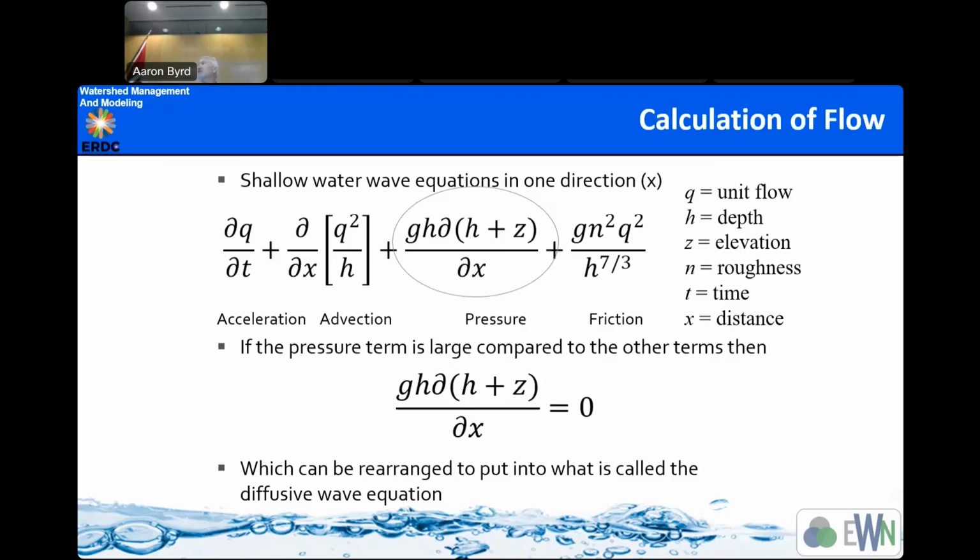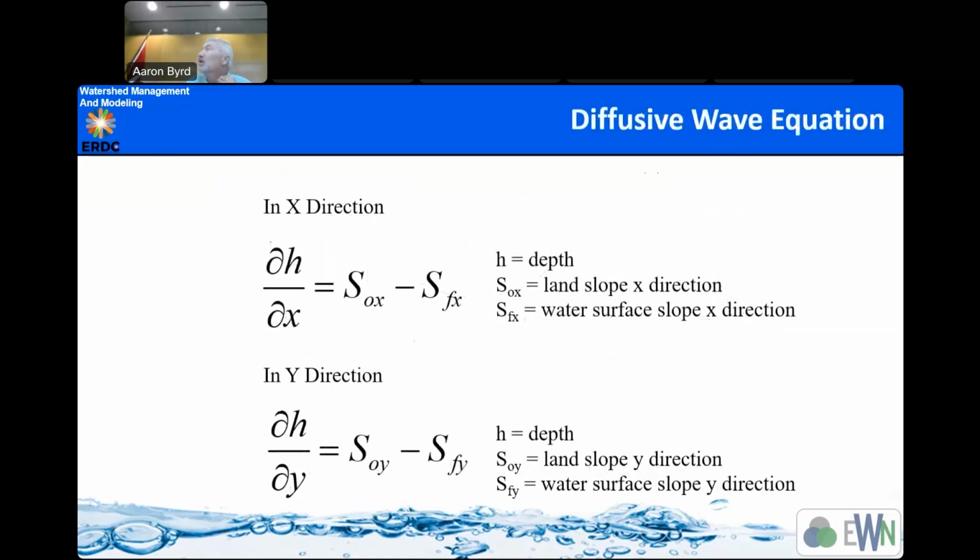If the pressure term is large compared to the other terms, then you can reduce the equation to a very simple form, and that is the diffusive wave equation. The diffusive wave equation has proved very useful in many circumstances, and it is what we solve inside of GSSHA. To solve it, it breaks down to where it looks like that, and it's solved in 2 dimensions, so you have the same equation in 2 directions.